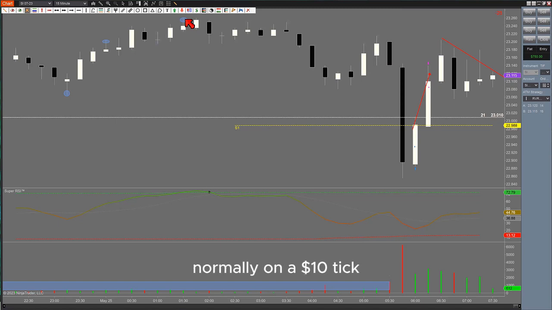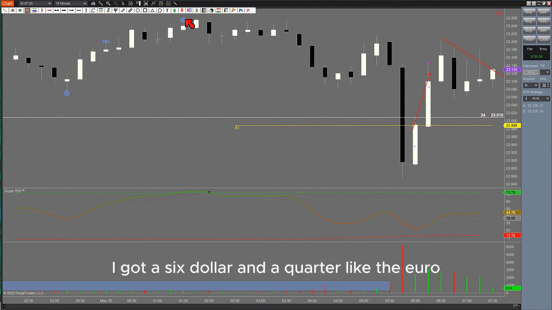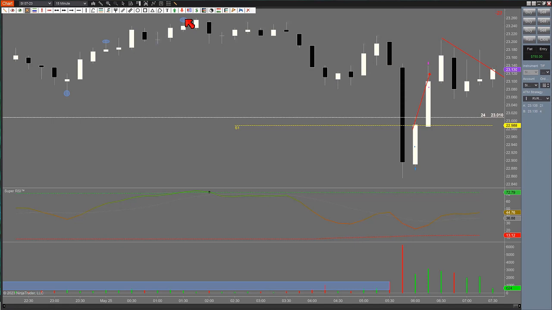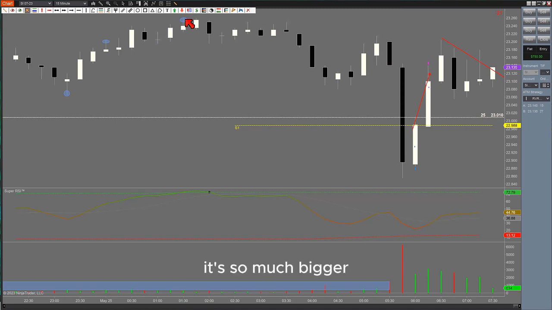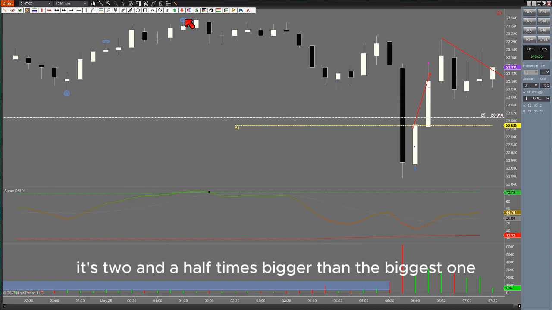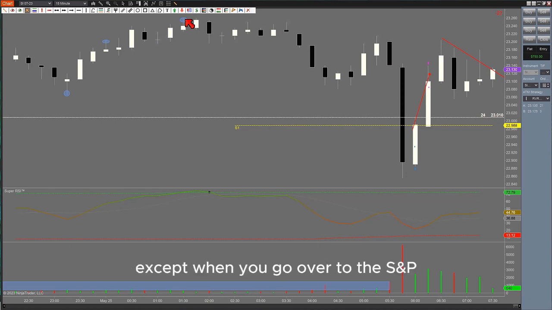Normally on a $10 tick, I go in with a 10 tick stop, and I use that 10 tick stop whether I've got a $6.25 tick like the euro, or a $5 tick like the Nasdaq, or a $10 tick like oil or gold, or a $25 tick, which is completely different on silver because it's so much bigger. It's 2.5 times bigger than the biggest one, except when you go over to the S&P, and then it's a $12.50 tick.